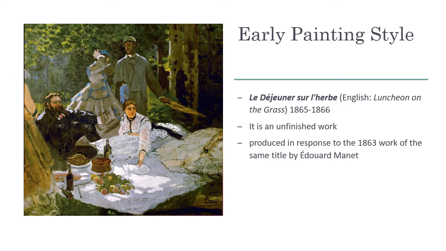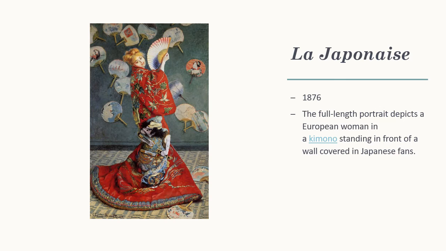This is one of his earlier works. In English, it's called Luncheon on the Grass. It's an 1865 to 1866 oil on canvas painting by Claude Monet, produced in response to the 1863 work of the same title by Édouard Manet. It remains unfinished.